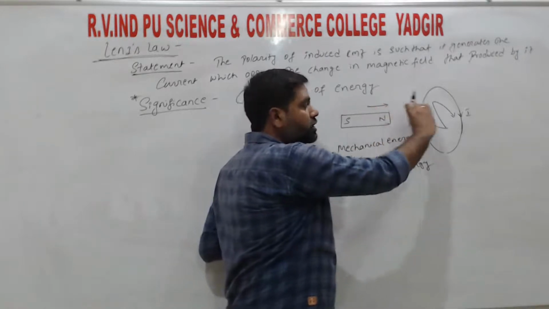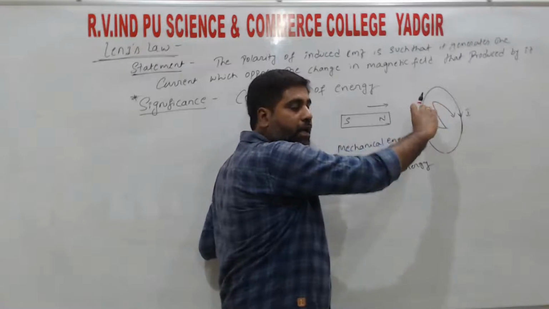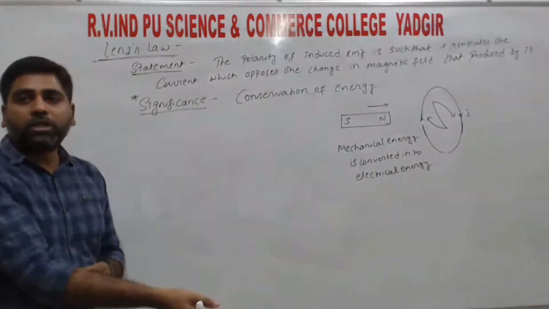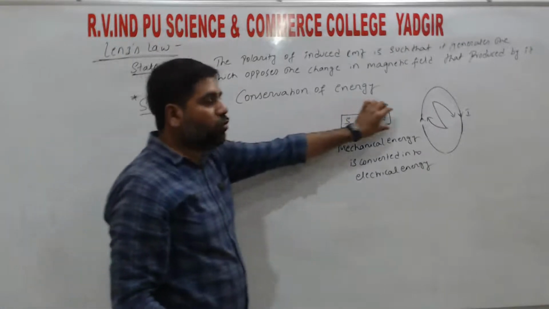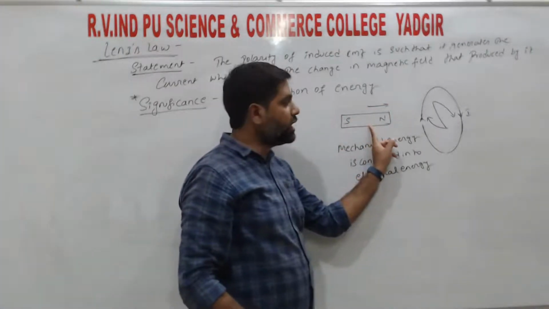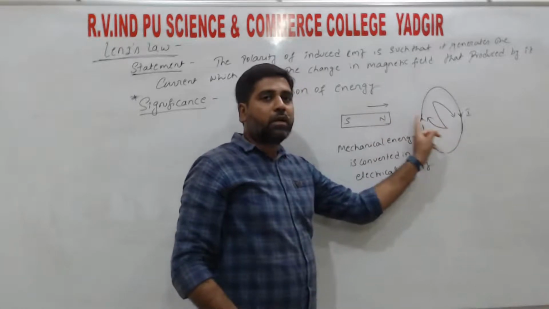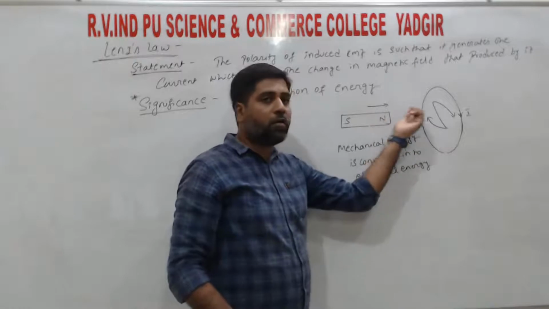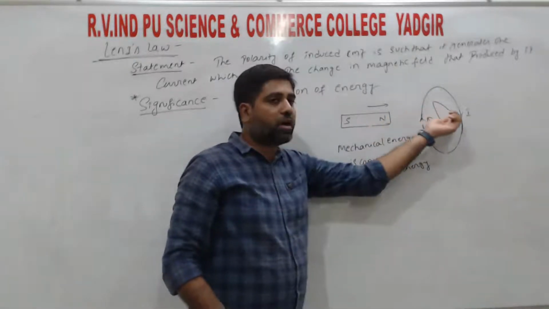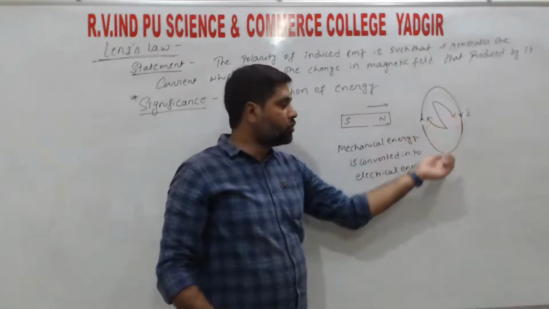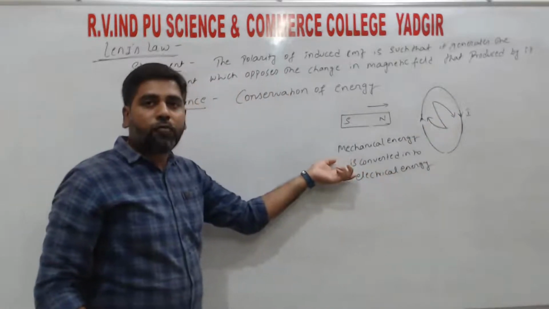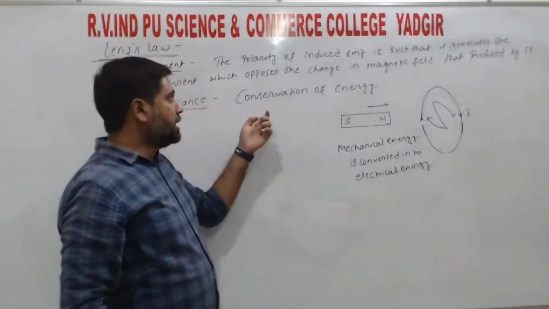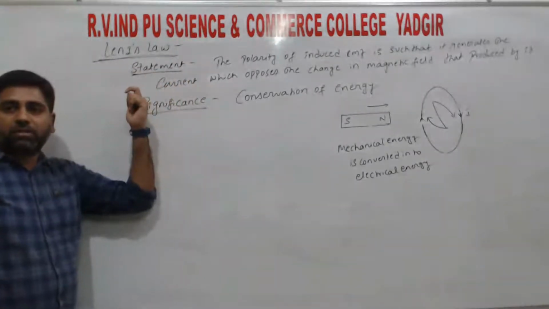So mechanical energy is converted into kinetic energy. Mechanical energy itself is a sum of potential energy and kinetic energy. As it is moving, initially it has kinetic energy, and as it approaches near the coil the kinetic energy increases, but there is no conversion of energy. Kinetic energy remains kinetic energy, so it violates the law of conservation of energy, right? So that is explained by Lenz's law.